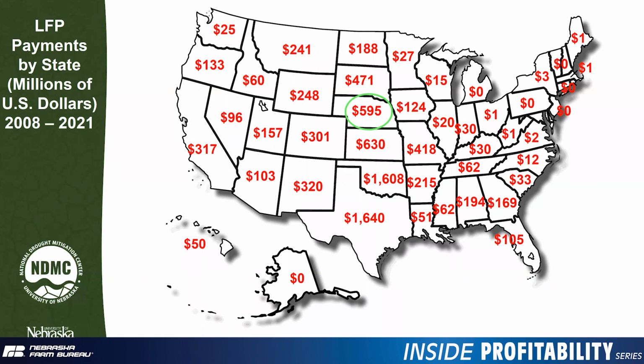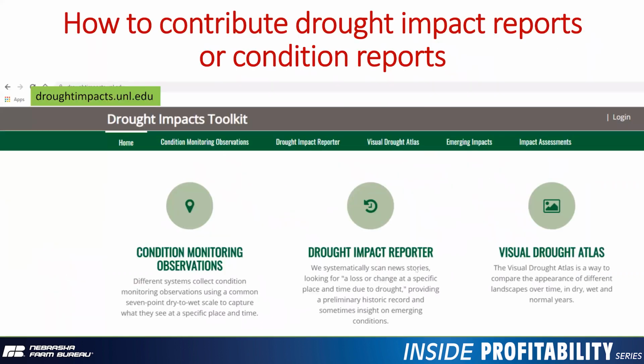Nebraska ranchers have come in with the fourth highest total, behind Texas, Oklahoma, and Kansas, for LFP payments at $595 million in total between the period 2008 and 21. And that does not include this year. So again, you can see the distribution of those payments through LFP, through the Farm Service Agency, being tied directly to the drought monitor. So it has a big impact. So again, our objective is to make the science as good as we can.